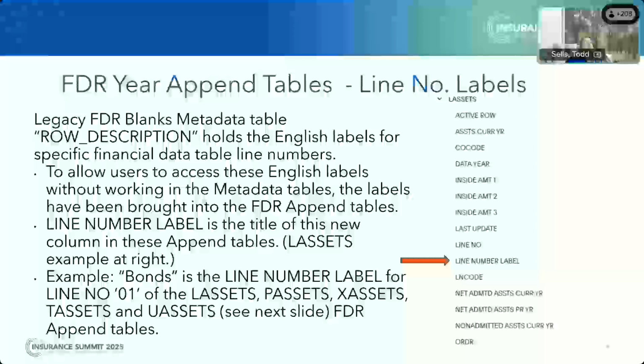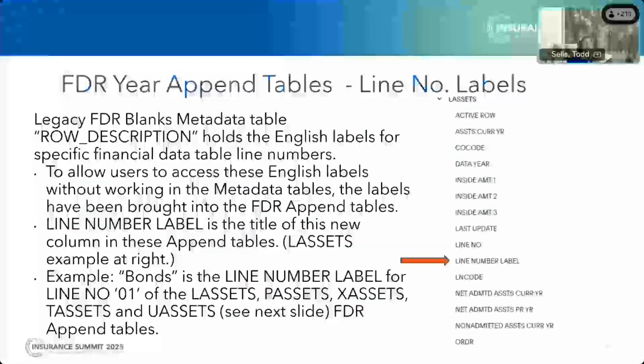Instead, you would have to go find amongst a very complex system of tables, metadata tables, and once you can even find the right table, you'd have to figure out how to get to the appropriate record that you wanted for your specific table and row that you were looking at. So we eliminated the need for all that complexity by just bringing in the column of row description from that metadata table, and we've called that line number label.